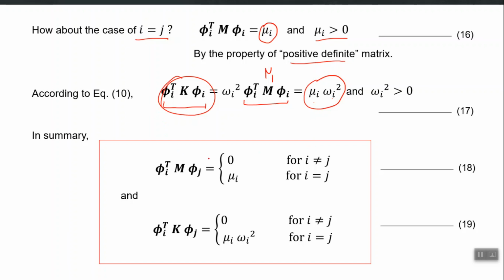So the summary is that whenever you have phi i transpose into M into phi j, you will have a 0 answer for i not equal to j, and you will have a mu i answer for i equal to j.